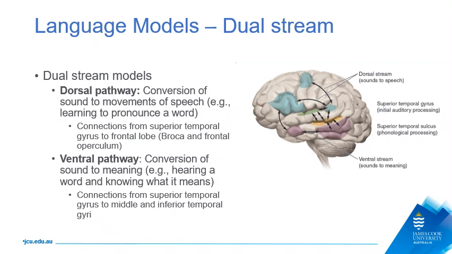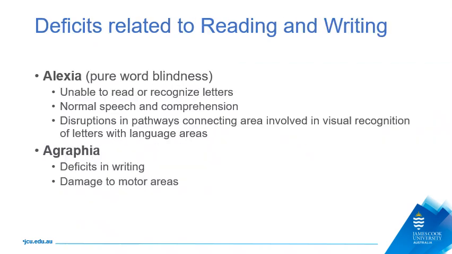As for the ventral pathway, it is involved in the conversion of sound to meaning, such as hearing a word and knowing what it means. Extremely important. Like, you are now listening to me, you have to make sense of what I am speaking. It involves connection from the superior temporal gyrus to the middle and inferior temporal gyri, as you can see on the diagram.